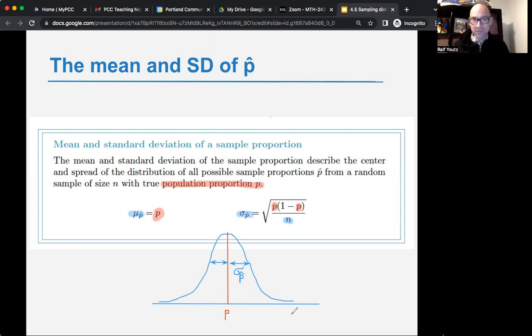A normal distribution with a standard deviation given by that formula and a mean given by the population proportion. Again, you'll notice that in the standard deviation, it relates the population parameter, little p, population proportion, with the sample size n. It's that crucial connection between descriptive and inferential statistics given by the central limit theorem. Hooray!